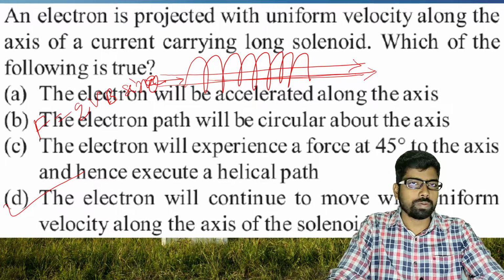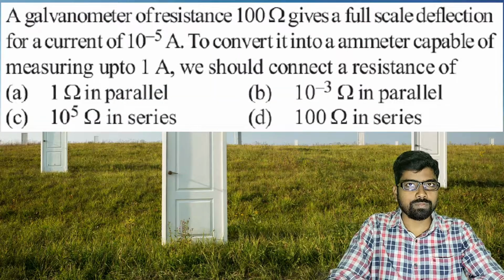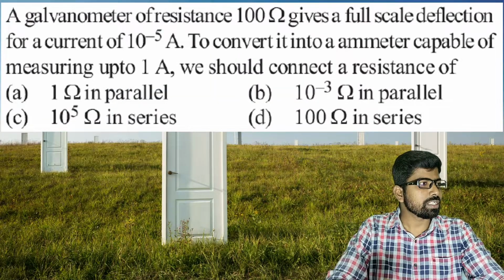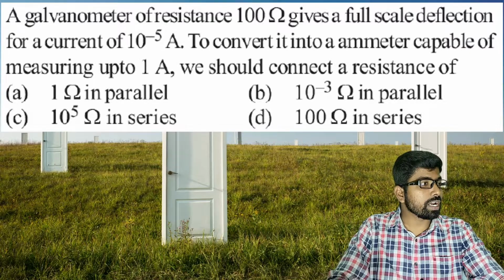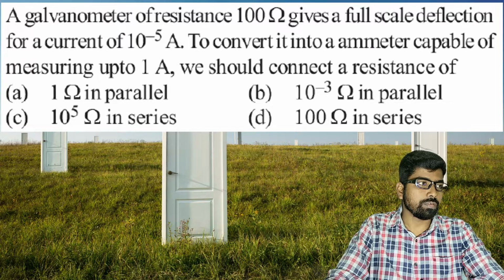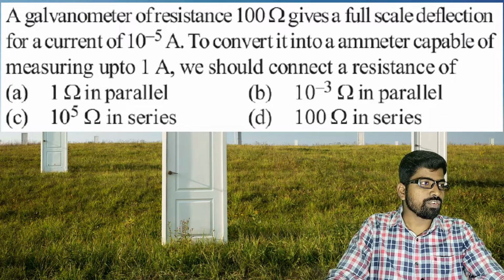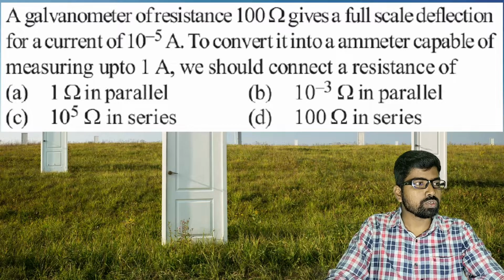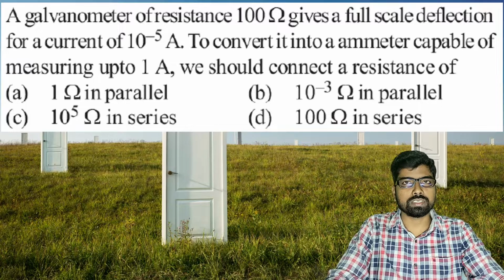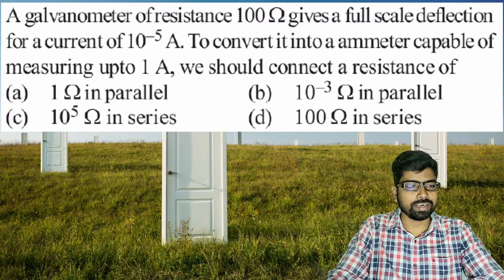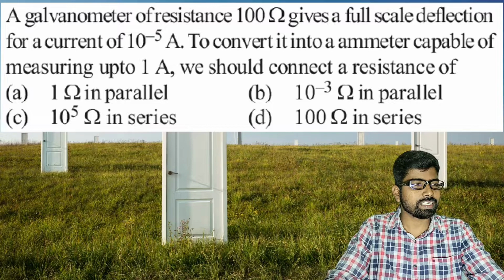With that, let us go to the next question. Very interesting question, and it is on the screen. I'm going to read it for you. A galvanometer of resistance 100 ohm gives a full deflection with current 10 to the power minus 5 ampere. To convert it into an ammeter capable of measuring up to 1 ampere, we should connect a resistance of what? Four options are there, and I'm waiting for your comment.